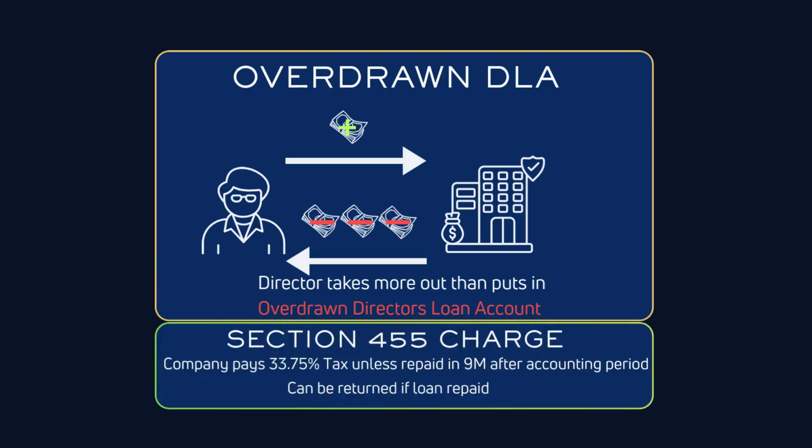At the end of your accounting period, if the balance remains overdrawn, you have 9 months and 1 day to repay it. If you fail to do so, the company faces a tax charge of 33.75% on the outstanding balance, which is a significant amount. If you were £50,000 overdrawn and didn't repay it in time, you could be looking at a tax charge of over £16,000. That's a material hit to cash flow which could have been avoided. If you're subsequently able to repay, the tax charge can be repaid back to you. Key point is to avoid becoming overdrawn in the first place. And if it does happen, deal with it within that 9 month and 1 day window.